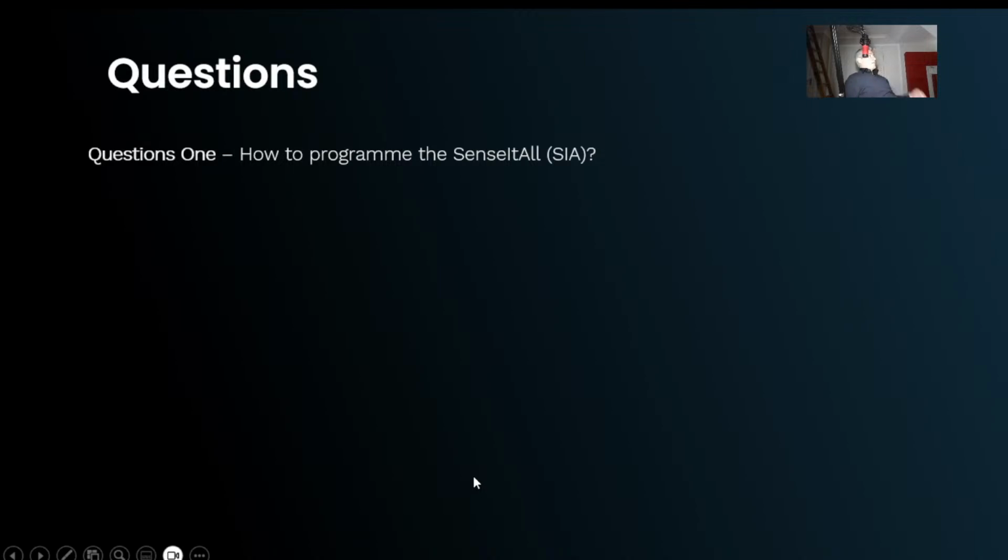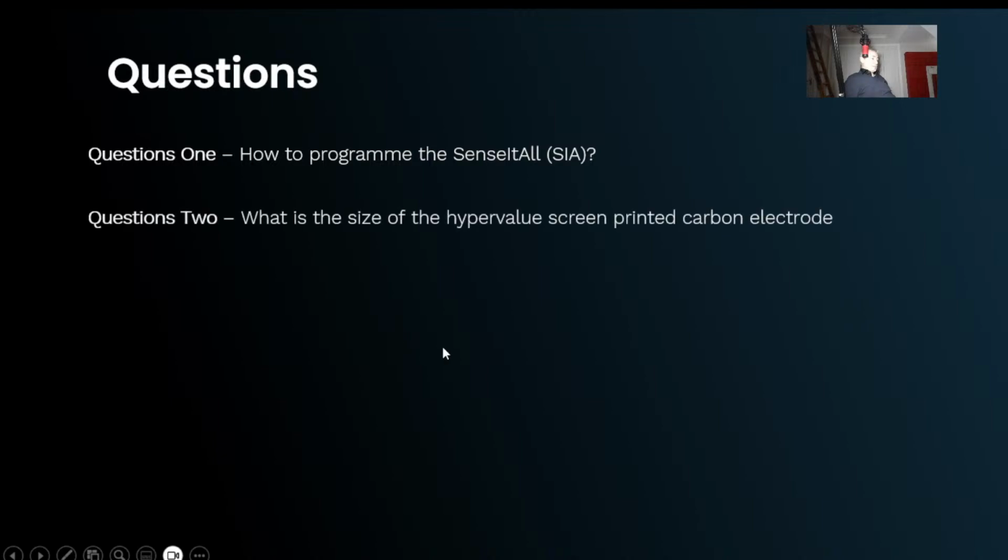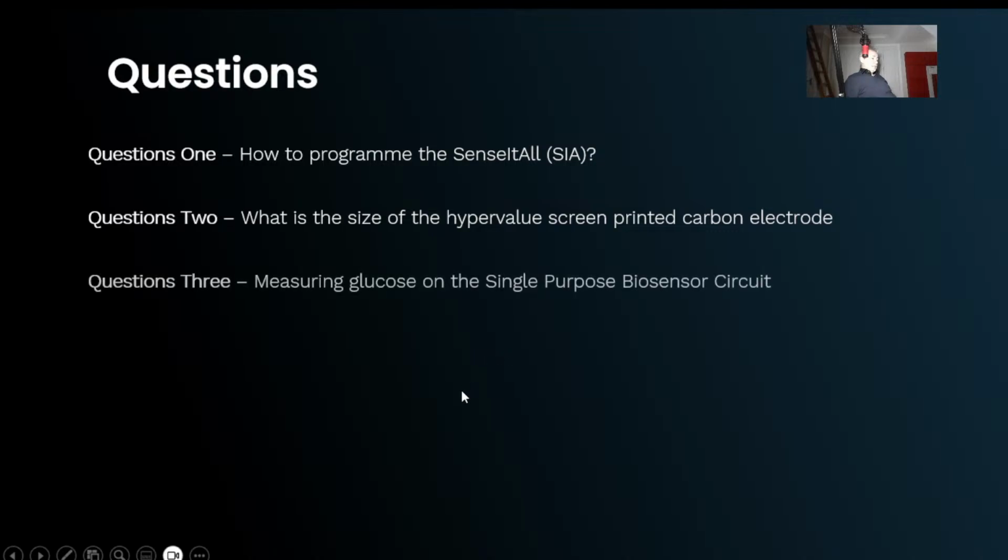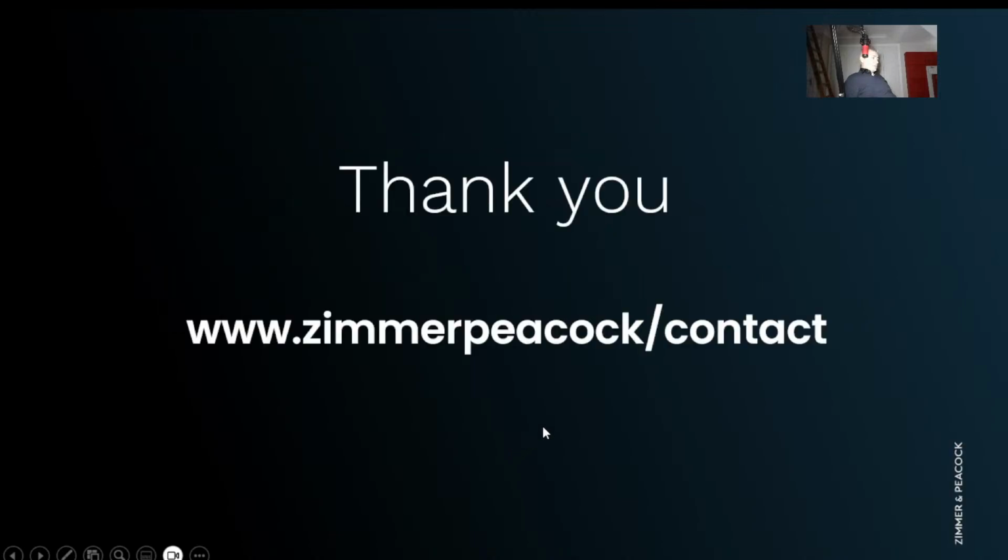So how to program the SenseItAll platform. At the moment, you don't program it, you actually guide it through those QR codes. At the moment, we don't have the self-service method, so you have to work with ZP to get those QR codes, but in the future that will be self-service. What is the size of the screen printed carbon electrode? 4.15 millimeters squared. You can measure glucose on the single purpose biosensor circuit, but you may be on the edge of going from that to actually SenseItAll. And then I have identified the potentiostat for glucose and other analytes, Anapod EIS, the right cable and the right connector. And any links, I'll make sure I put them underneath this webinar now.